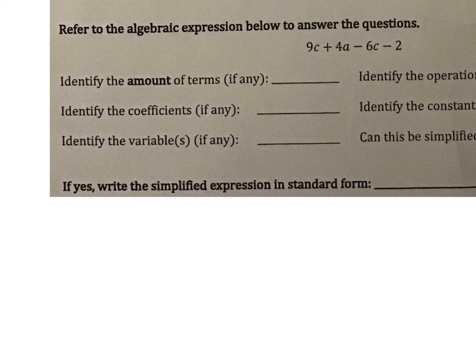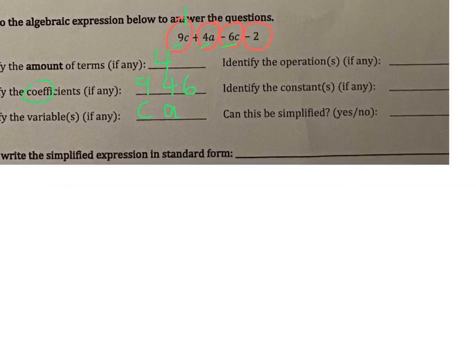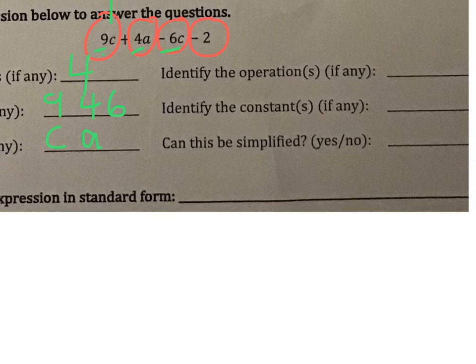How many terms here? 1, 2, 3, 4. 4 terms. 4 pieces of this. Coefficients are numbers that are with variables. So that would be a 9, a 4, and a 6. Variables, I see a C and an A, those are the letters, and that's it, just C and A, because I'm not going to write C down twice. The operations are plus, minus, minus, so I'm just going to write plus and minus. The constants are the values that are just by themselves without a coefficient. That would be a 2.